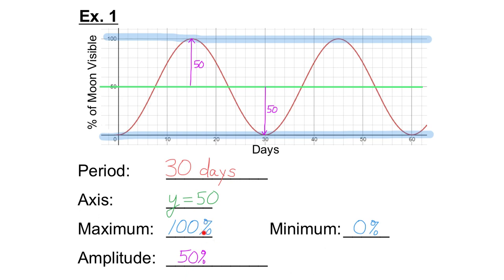Now, notice I wrote percent for these values. That's because those are the units I'm using on my y-axis. Just like here for the period I wrote days because that's the units I was using on the x-axis. Period is the length on the x-axis. Amplitude, maximum, and minimum relate to values on the y-axis. So this might be a good example to have in front of you so that you understand what the period, the axis, the maximum, minimum, and amplitude are when we talk about other functions.